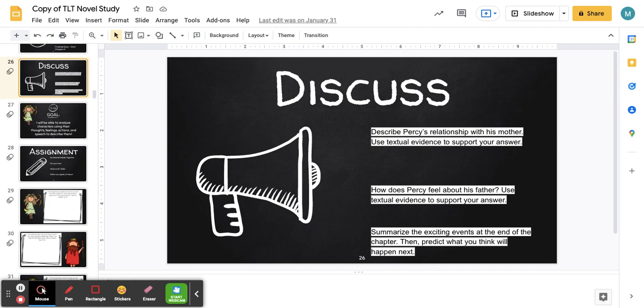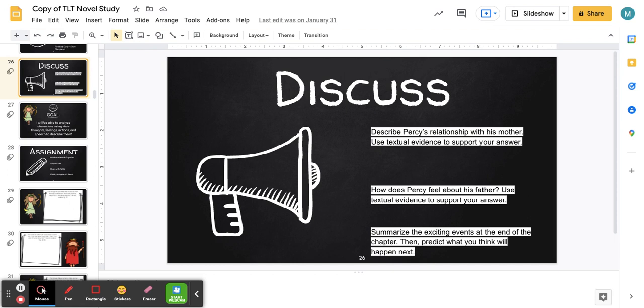So yesterday you answered these questions, said describe Percy's relationship with his mother, use text evidence to support your answer. How does Percy feel about his father? Use text evidence to support your answer, and summarize the exciting events at the end of the chapter. Then predict what you think will happen next. So we're just going to kind of review these really quickly so that you're on the same page. We kind of jog your memory about what we read on the previous day, and then we'll jump into some questions.